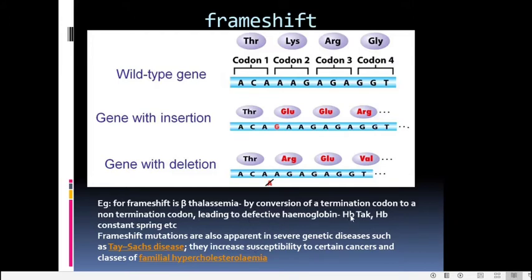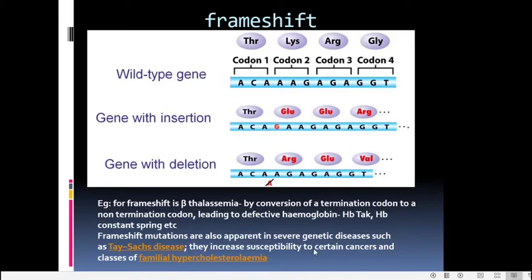And the examples are hemoglobin Tak, hemoglobin Constant Spring, etc. These are the defective types of hemoglobin synthesized due to frame shift mutation, which eventually leads to the disease beta thalassemia. The frame shift mutations are also seen in certain other human genetic disorders such as Tay-Sachs disease, then familial hypercholesterolemia, and some of the frame shift mutations can also increase the susceptibility to certain cancers. So that is how a frame shift mutation operates.